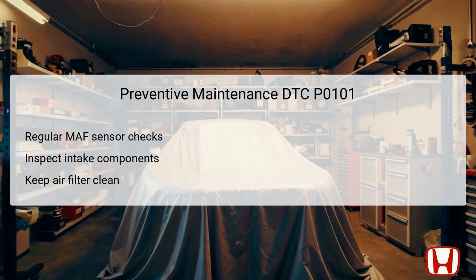To prevent issues related to DTC P0101 in the future, implementing regular maintenance practices is crucial. Begin by routinely checking the mass airflow, MAF, sensor, including cleaning it if necessary to remove accumulated debris that could interfere with its functionality. Additionally, it's vital to inspect all intake components, such as hoses and ducts, for wear and potential blockages. Keeping the air filter clean and replacing it on a regular schedule will ensure that the engine receives adequate air supply for optimal performance.